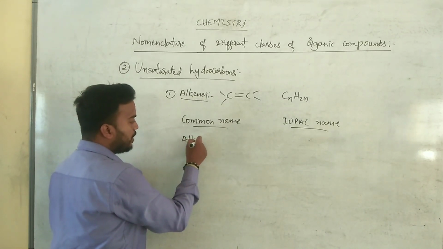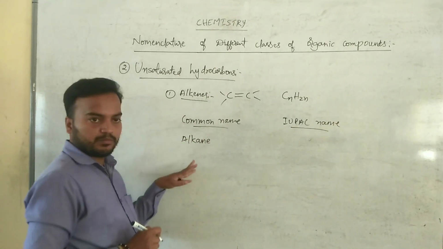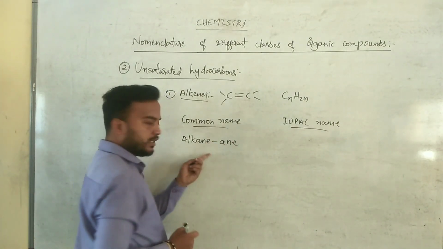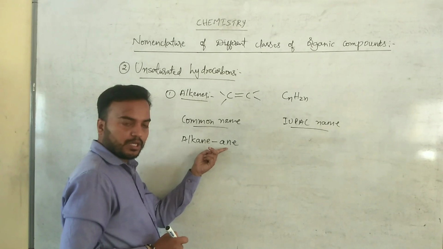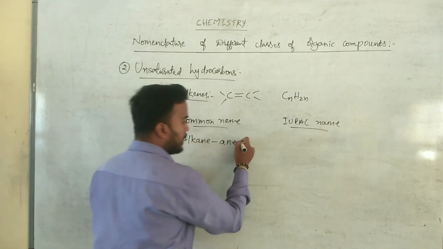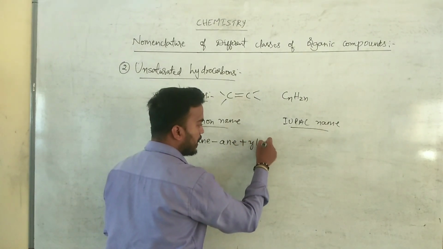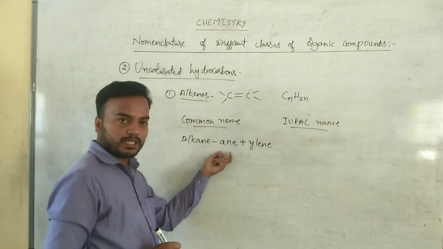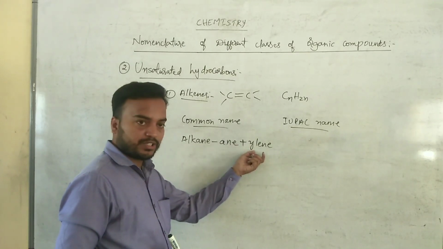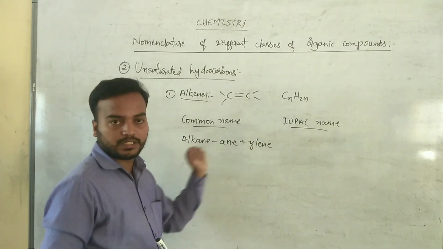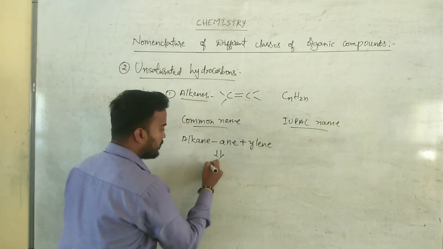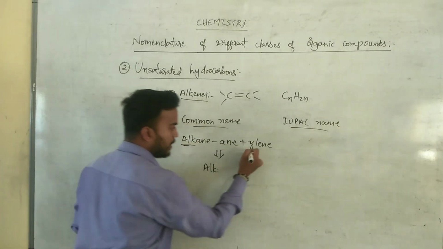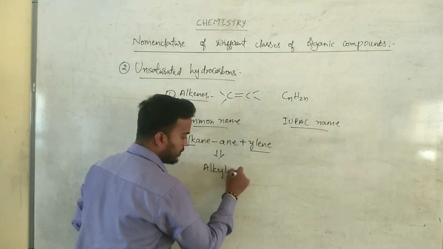So in case of alkenes, for common name, we have to remove the terminal letter A and E, and we have to add the suffix YLENE. Therefore, the common name of alkenes is alkylene. This is all YLENE, alkylene.